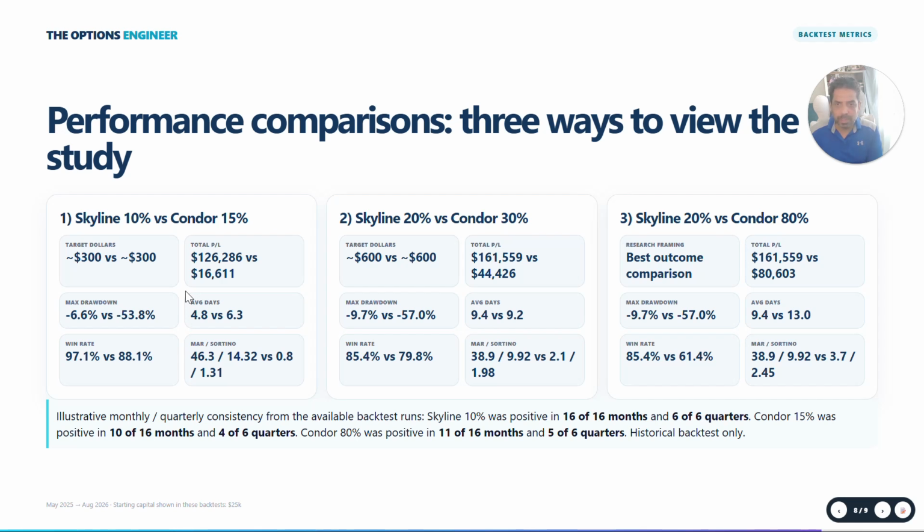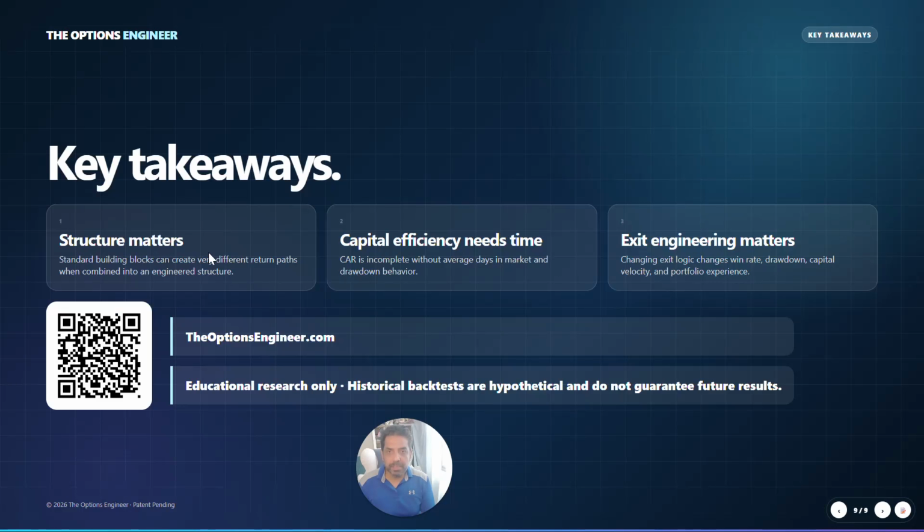Across those views, the important audience message is that structure design plus exit engineering can create very different return paths even when the capital-at-risk neighborhood is similar. The key takeaway is that a structure is not just a trade. It is a risk engine. Structure design, quantitative analysis, capital at risk, and exit engineering can create very different portfolio behavior from the same SPX range.